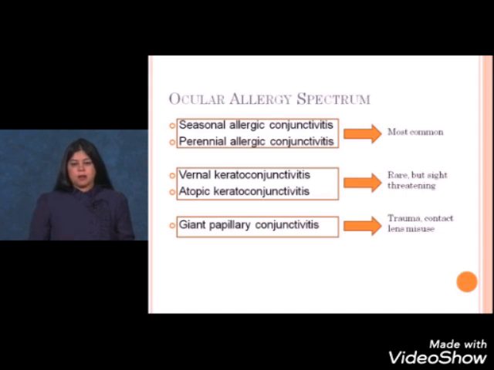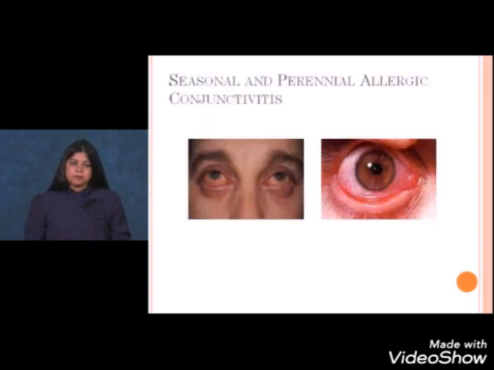These are the most common. And then we have the vernal and atopic keratoconjunctivitis, which are rare but sight-threatening. And then I put in there giant papillary conjunctivitis, which I won't talk too much about, but it is sometimes clumped under the ocular allergy spectrum because the symptoms are very similar. However, it's not due to allergens per se. It's due to trauma or contact lens misuse. So here are pictures showing someone with seasonal and or perennial allergic conjunctivitis. It involves both eyes, very red and itchy and pruritic.